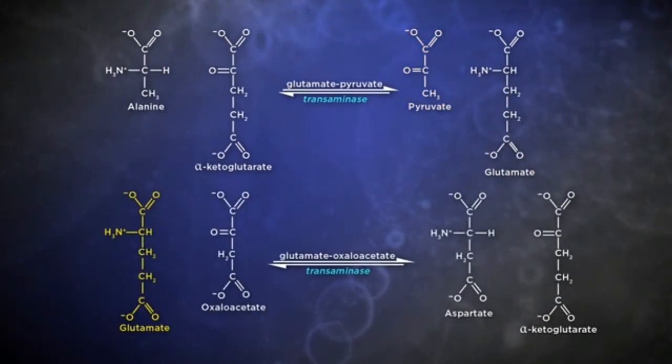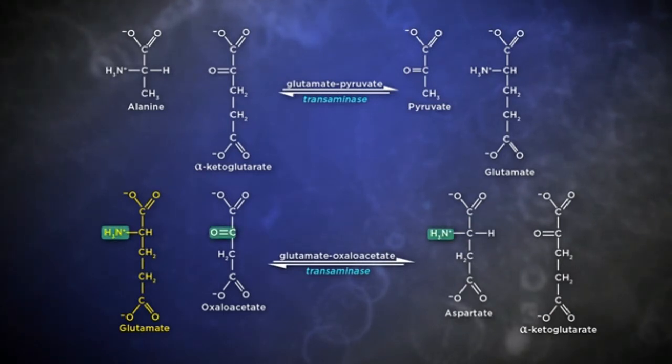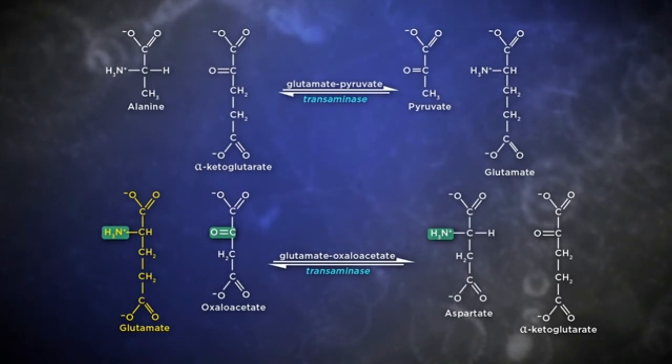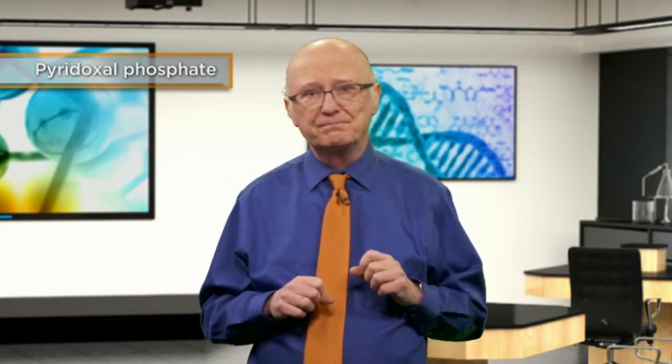Glutamate, in turn, can transfer the amine group to another molecule. So in addition to being an amino acid, glutamate is a means to transfer nitrogen among many molecules. Aminotransferases use a coenzyme called pyridoxal phosphate that is a derivative of vitamin B6.